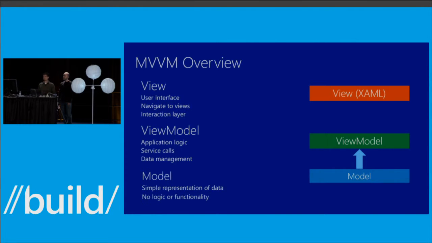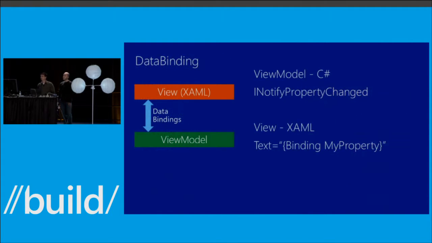Our view communicates with our view model in two very important ways. The first one is using data bindings. The view can communicate to the view model, and the view model can communicate to the view. And then we have commands. Let's dig into those for just a moment.